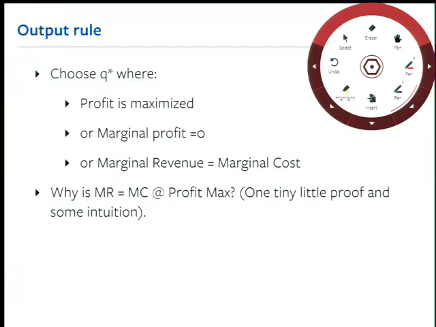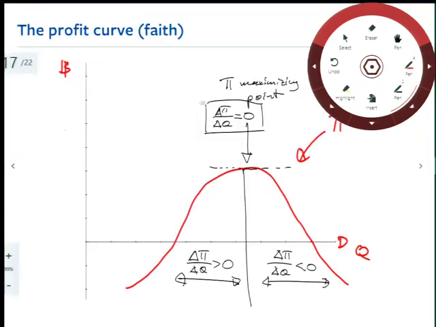But let me use my last 2 minutes here to give you some intuition. Okay? We're going to choose our optimal output level where profit is maximized. That's pretty simple. An equivalent statement is we're going to choose our optimal output quantity where the marginal profit, which is simply defined as the change in profit due to the change in output, is exactly 0. This here is marginal profit.